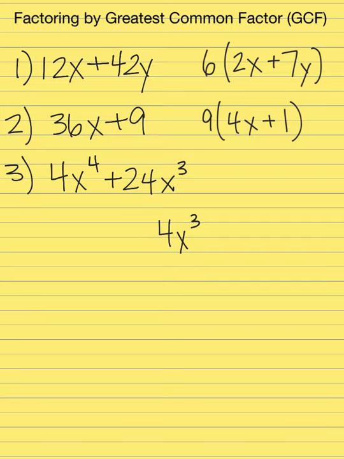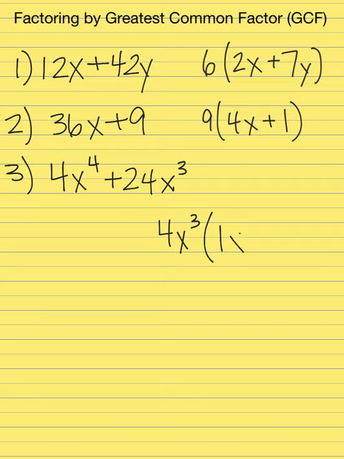Anything bigger, when we check our answer, would make the second half, that 24x to the third, it would make it bigger. So in this situation, our greatest common factor would be 4x to the third. And then we want to think about, we want the inside, of course, if we were to multiply, to equal the original. So we would have a 1, because 4 times 1 is 4.